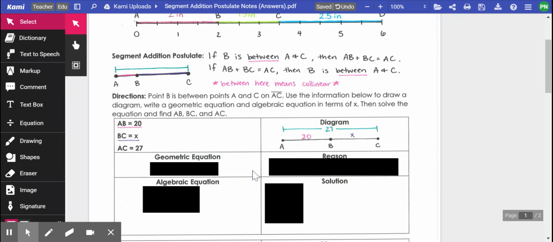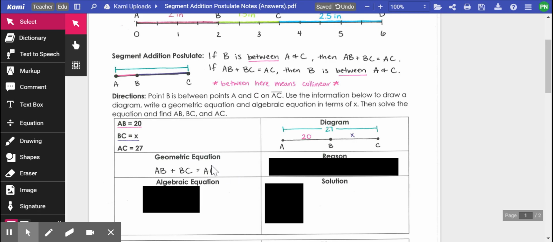But it will get a little bit more challenging as we go. So our geometric equation means we want to use the geometric items that were given. So we're talking about segments in this case. So we're going to actually write AB, we're referring to the segment, plus segment BC is equal to all of AC. So that's going to be our geometric equation.